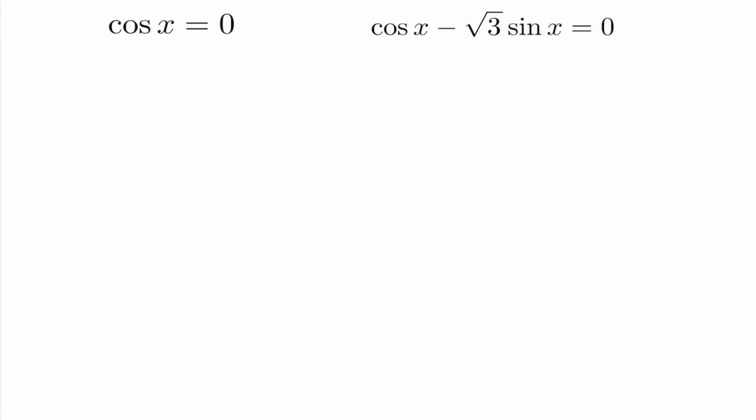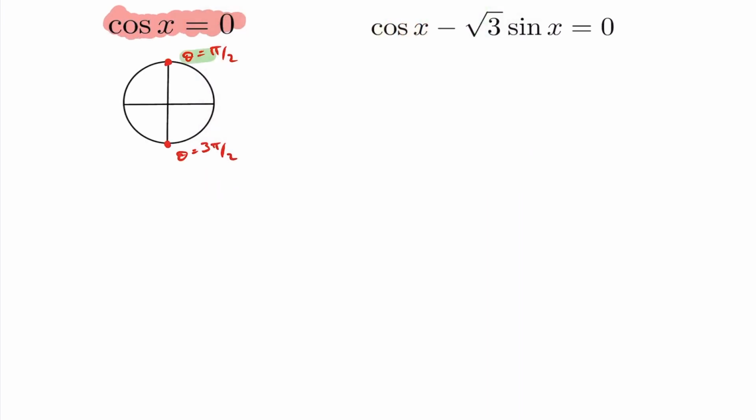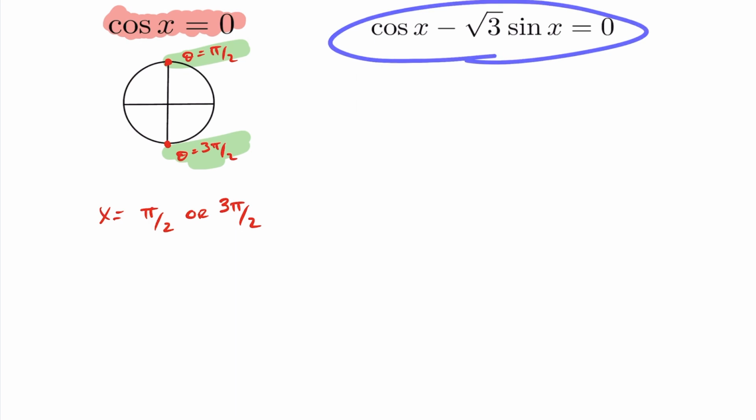All right, so like we were discussing, cos x is 0, or cos x minus root 3 sin x is 0. Focusing our attention on cos x equaling 0, we have the following. So when x equals pi over 2 or 3 pi over 2, we're going to get cos x equaling 0. On the right-hand side here, we want to go ahead and solve this equation.